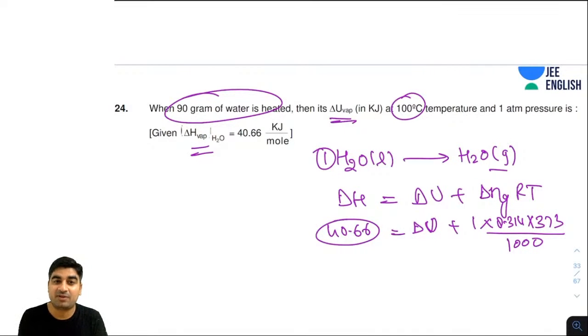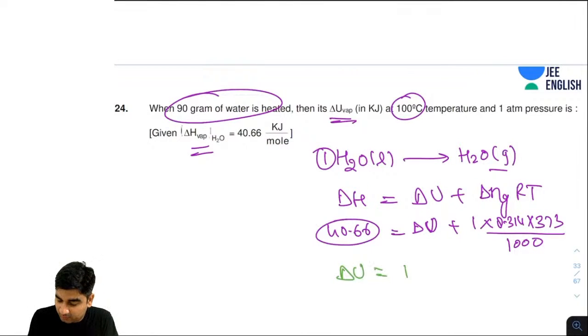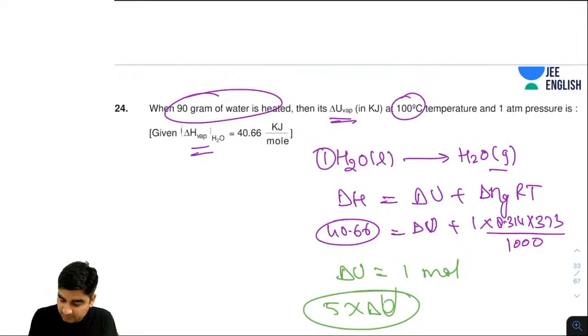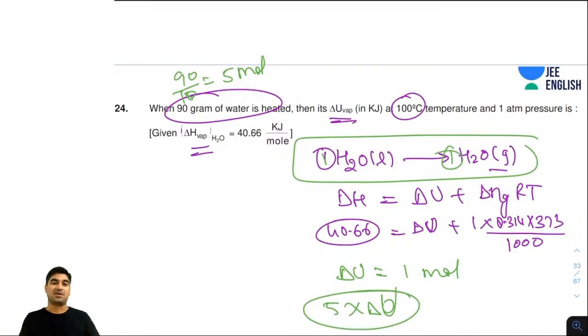Yes, every time the chemistry section is easy and you can solve it within 40 to 45 minutes if you have good command over chemistry. So whatever you get, the delta U would be for 1 mole. So you multiply that by this. Why? Because 90 gram means you are taking 5 mole, and I have done this calculation for 1 mole. Yes, guys, very good problem, really very good problem.